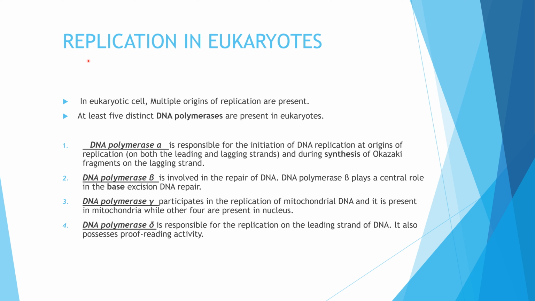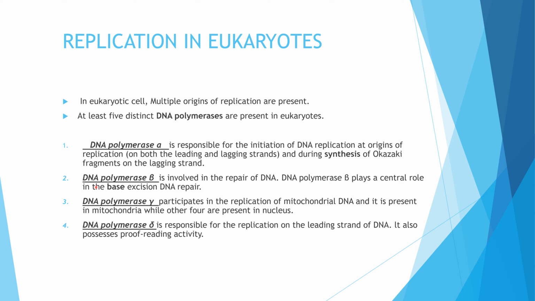Here we talk about replication in eukaryotes. In a eukaryotic cell, multiple regions of replication are present. At least 5 distinct DNA polymerases are present in eukaryotes. DNA polymerase alpha is responsible for initiation of DNA replication at regions of replication on both leading and lagging strands and during synthesis of Okazaki fragments on the lagging strand.